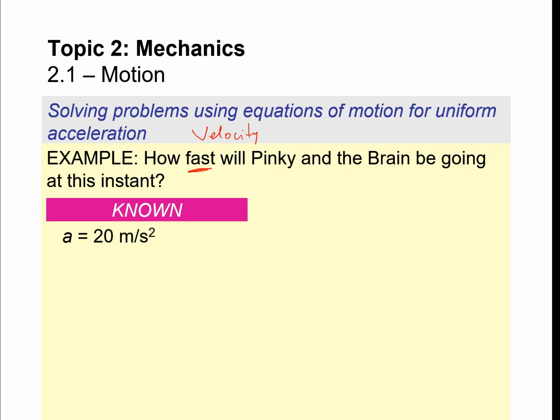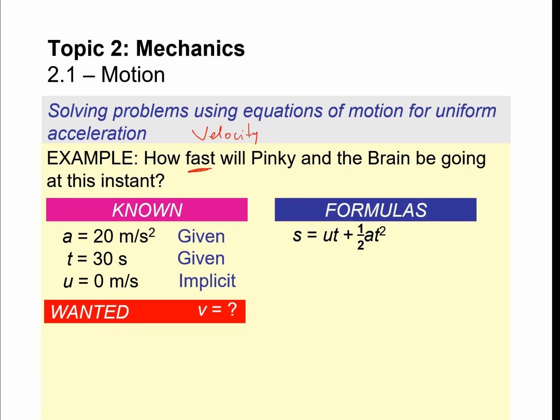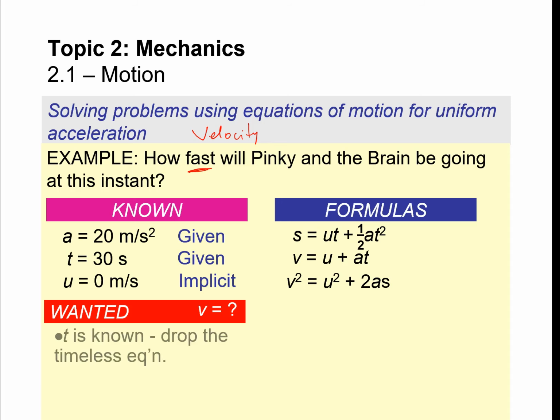So what do I know? I know again the acceleration to be 20 meters per second squared. Okay, that was given. I know time to be 30 seconds. That is also given. We are implying that the initial velocity should be 0. Okay, and at this time I want to know the velocity of the object. The formulas I have again, the formula for displacement, the formula for the velocity, and Torricelli's equation. And just a little hint, time is known, so I can drop Torricelli's equation.